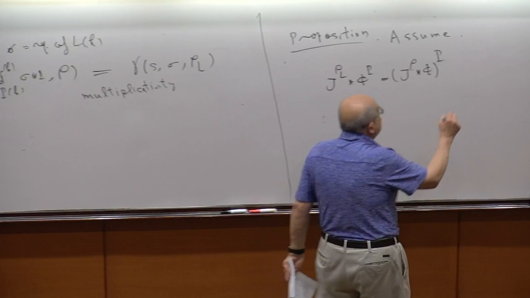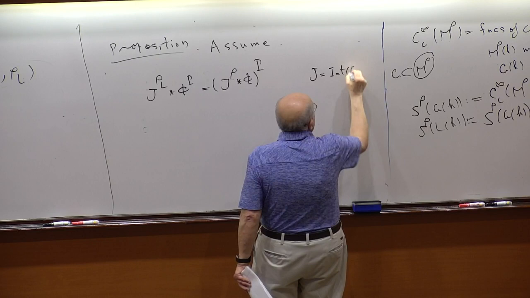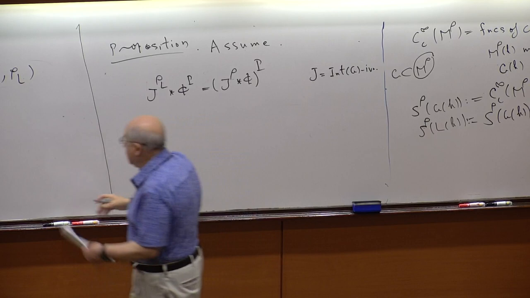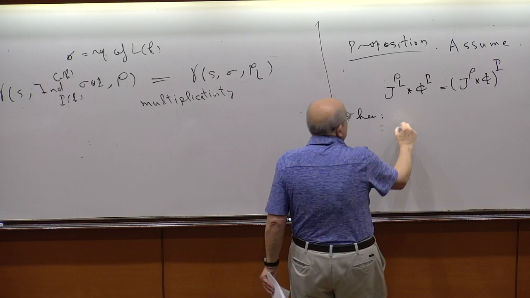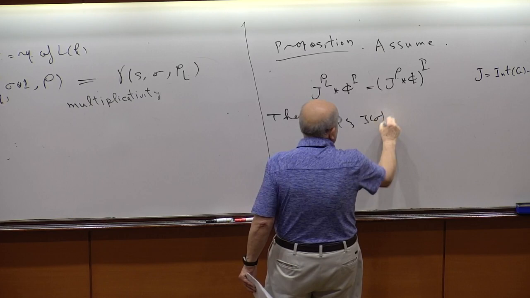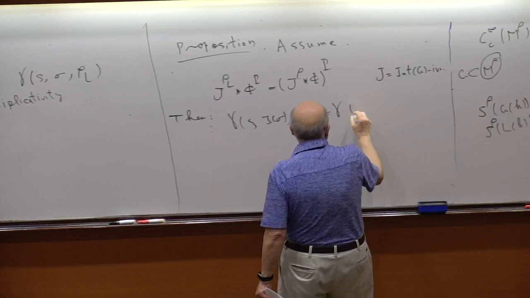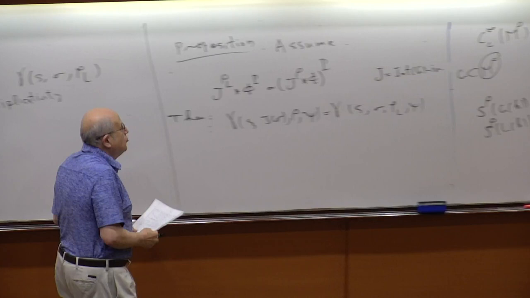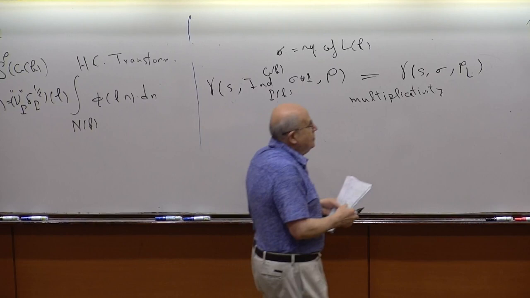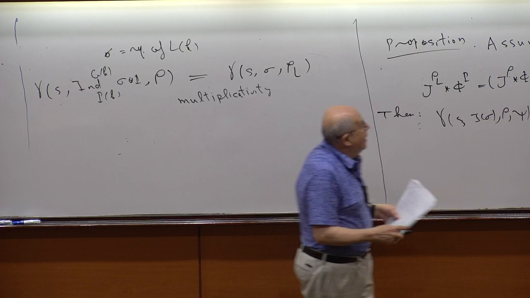And also don't forget the J's must be invariant. If J is invariant, then J of rho_L is also invariant, so it's not a big deal. If this is true, then these gamma factors are equal: gamma of s, the induced representation, rho, psi equals gamma of s, sigma, rho_L, psi. Under these assumptions, you can prove this more or less like Godement-Jacquet. It works, and these things will come in.